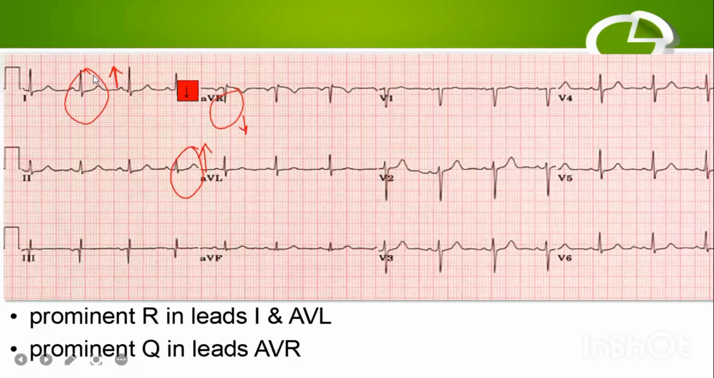In this ECG, we look at reversal of limb leads, and we find in V1, V2, V3, V4, V5, and V6 normal R progression or good R progression. So it's a technical error.